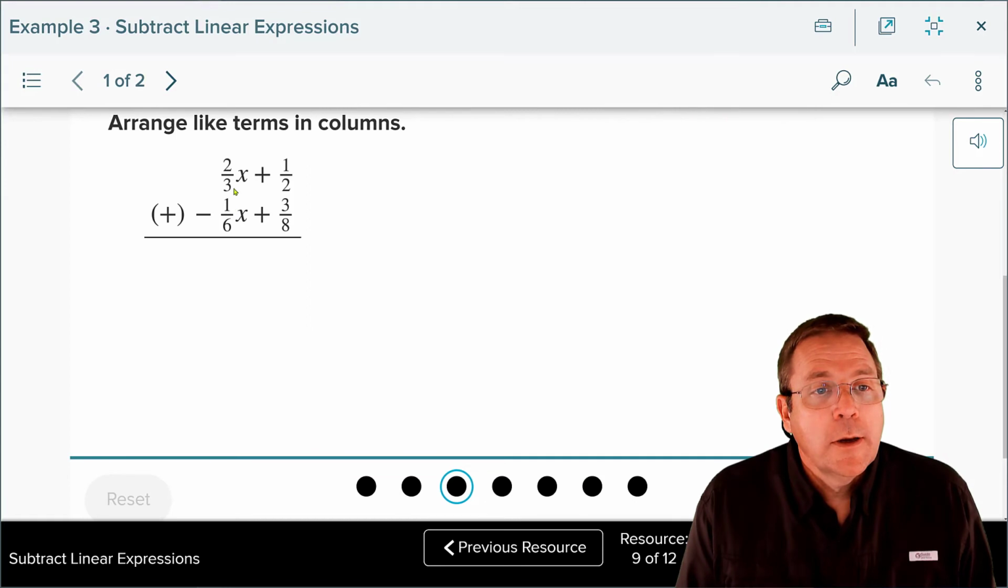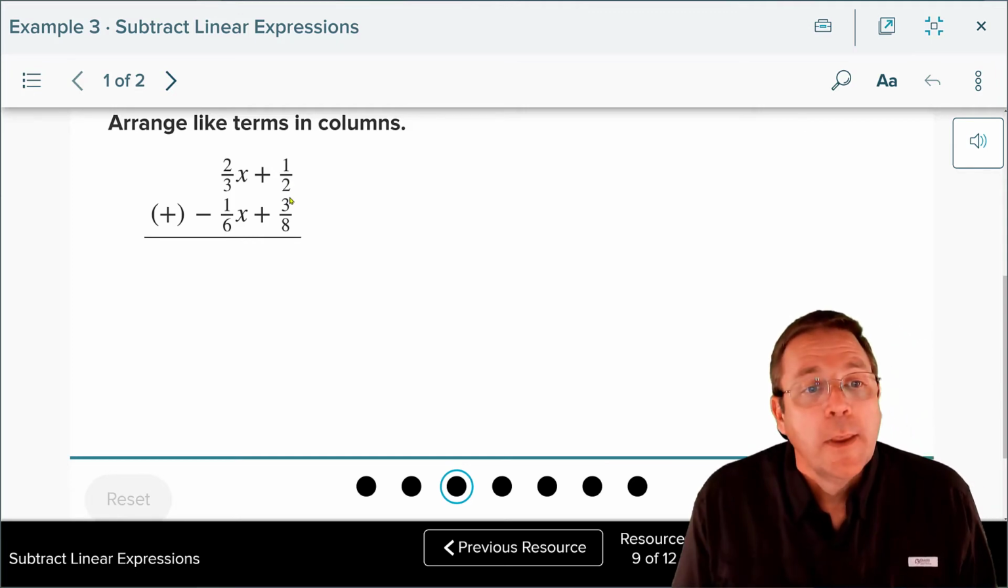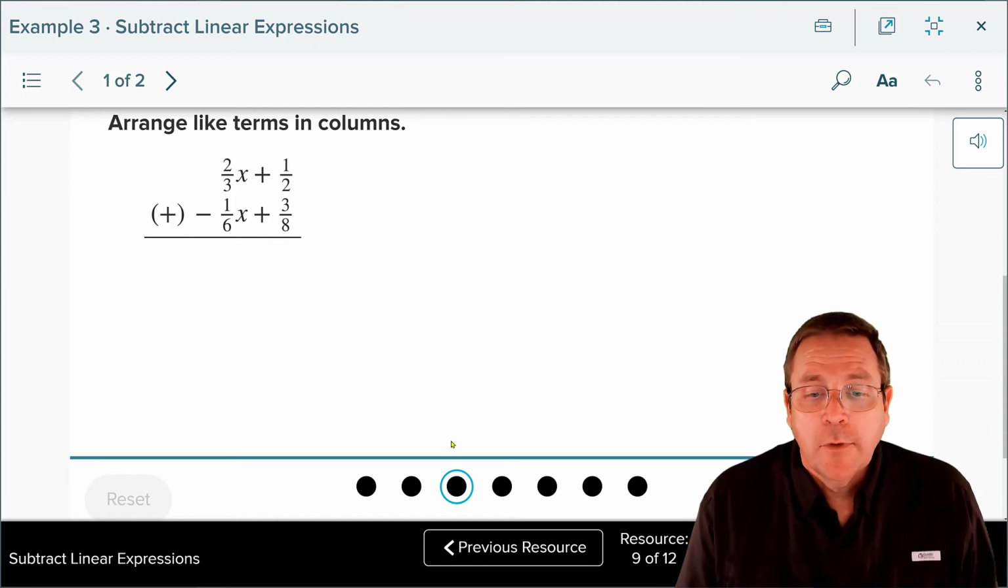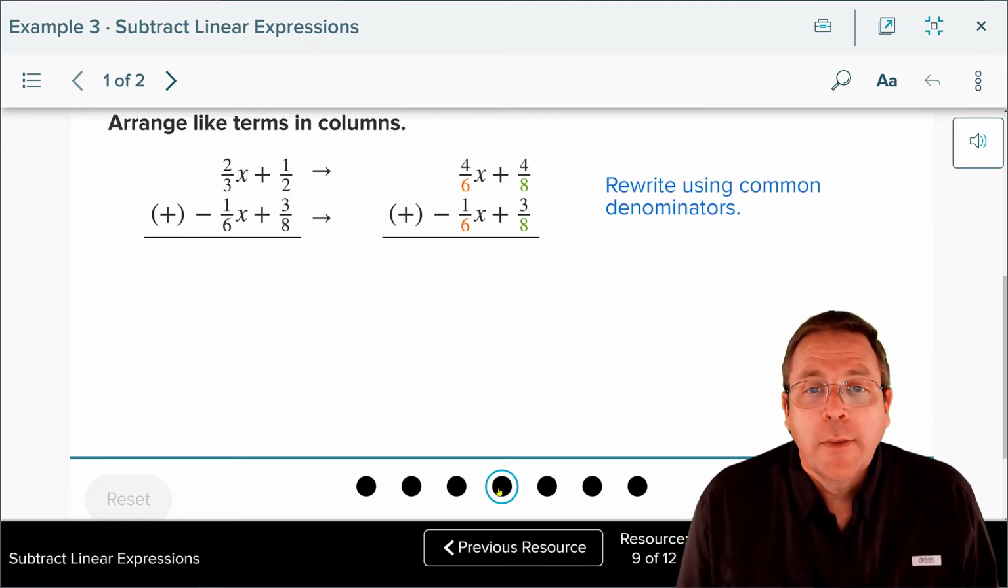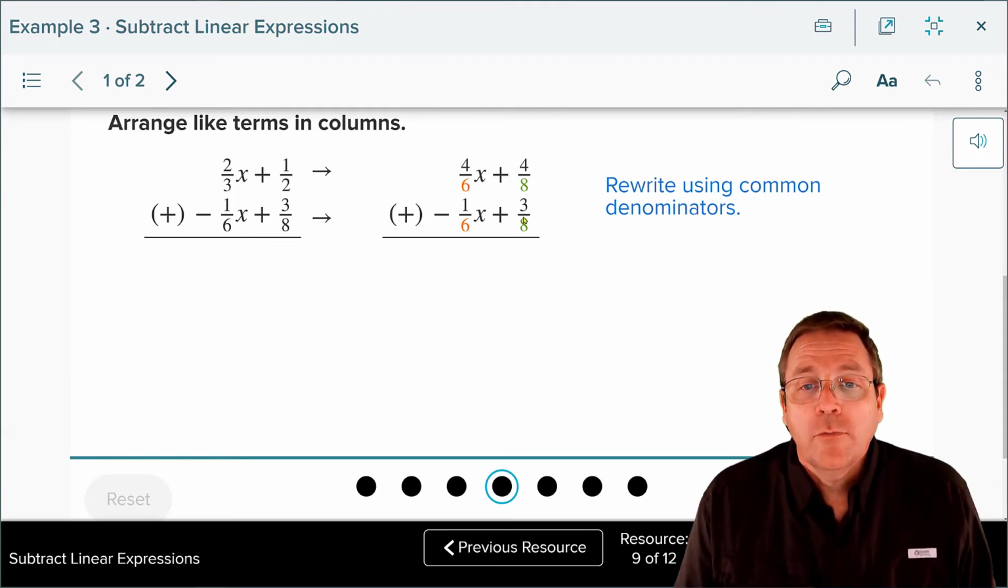So now we're going to have negative 2/3 x minus 1/6x plus 1/2 plus 2 3/8. Problem is denominators. We have uncommon denominators. That means we need to shoot off to the right there with a common denominator. The common denominator for the 3 and the 6 became 6. So now you have 4/6 minus 1/6. The common denominator for the 2 and the 8 became 8. So that became 4/8 plus 3/8.